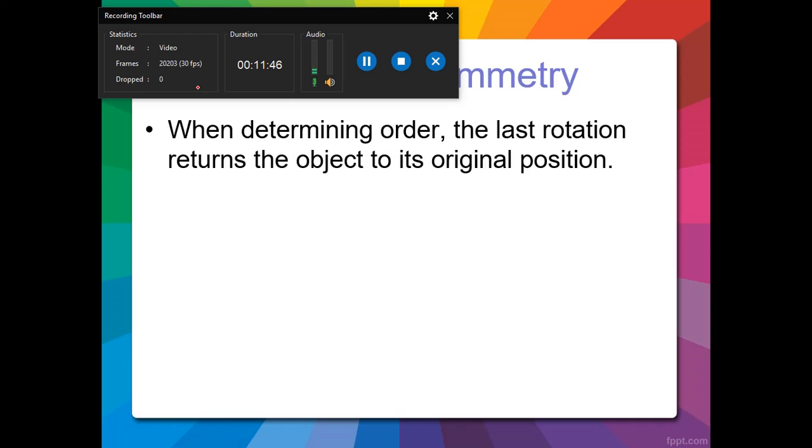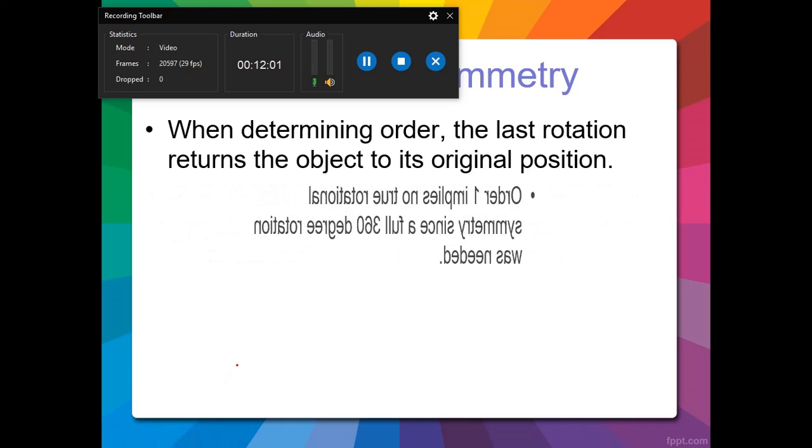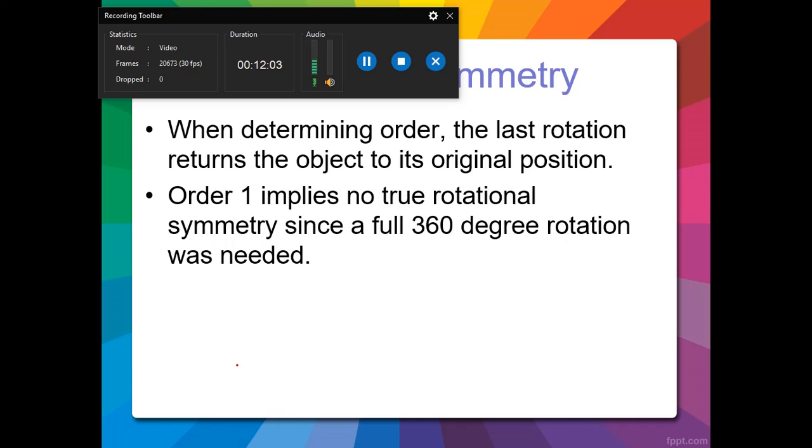If your object doesn't appear to have rotational symmetry, there's a special classification for that, but the last time you rotate it back into its original home position will determine the order. If your object has an order 1 classification, this means that it really doesn't have true rotational symmetry. So a human being might be in order 1. You would have to turn the human being 360 degrees to make sure that the head is back on top of the body and that it looks like a normal human, not that they're upside down.